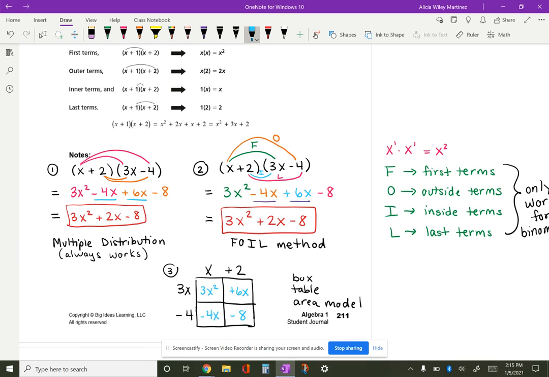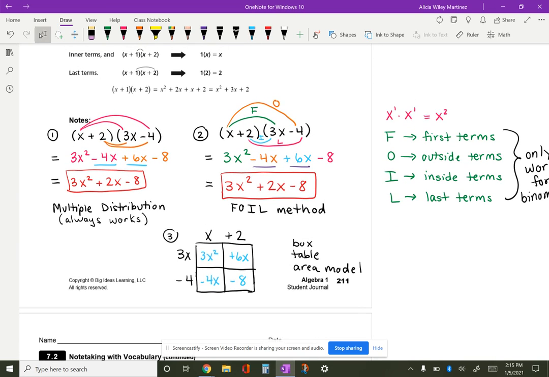You cannot leave your answer like this. You still need to simplify your answer. So simplifying my answer, I'm going to do it like I would any other problem. I see I have nothing to combine with 3x squared. -4x and 6x are like terms, which give me 2x. Nothing combines with -8, and then here is my answer.